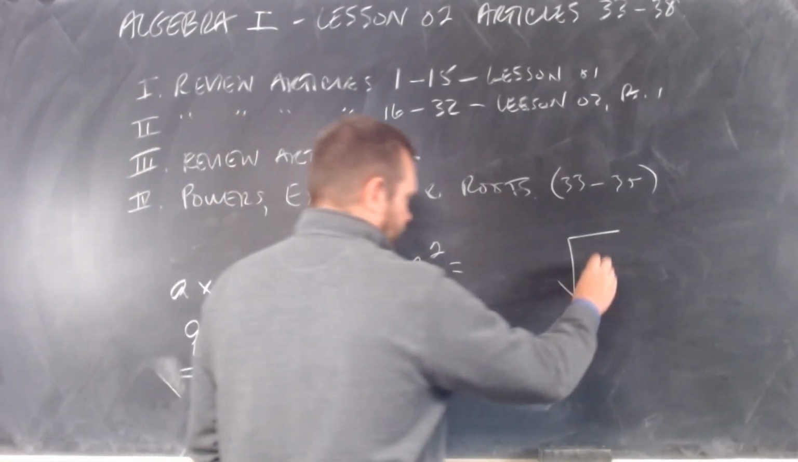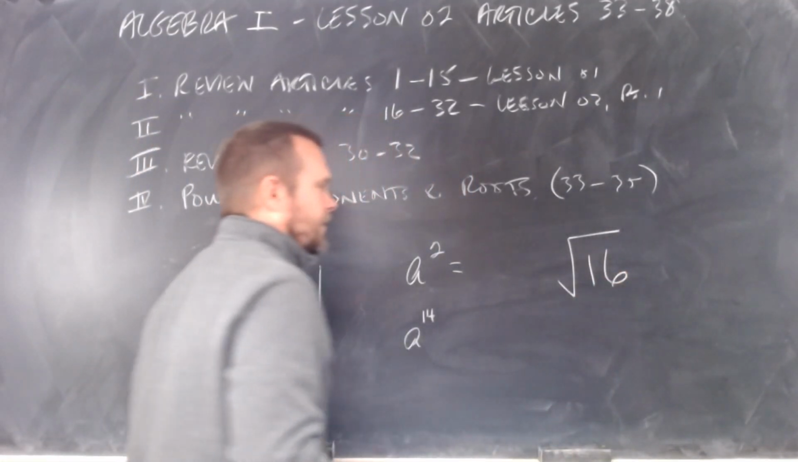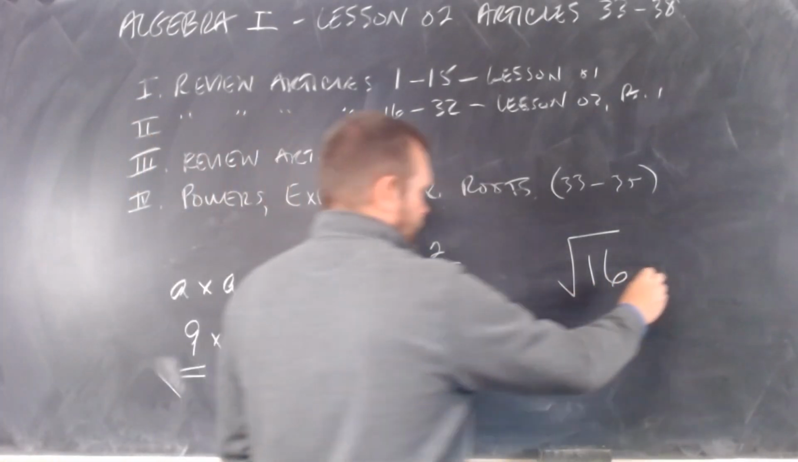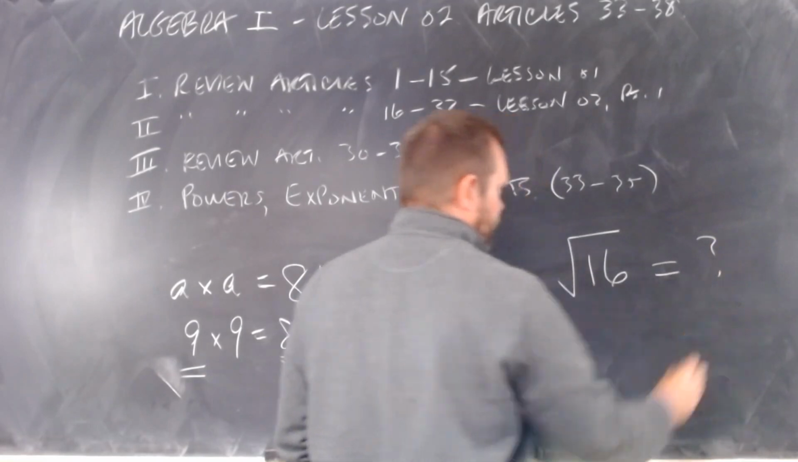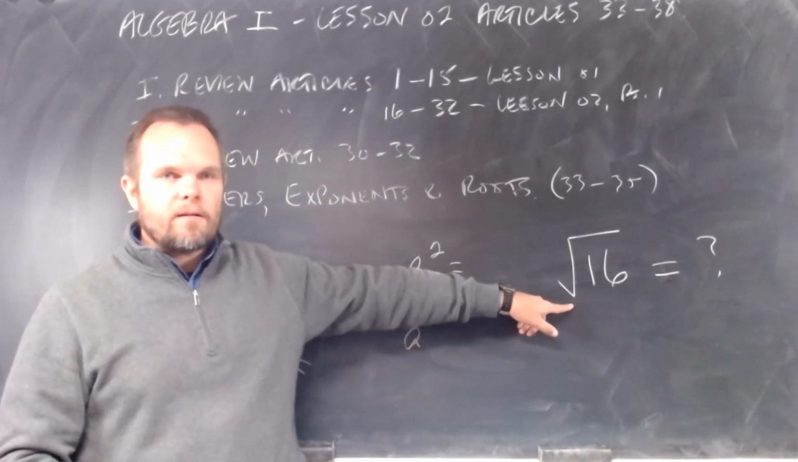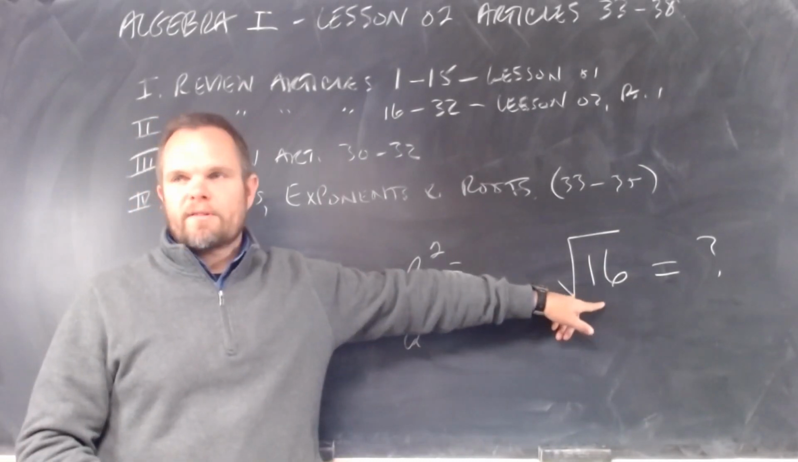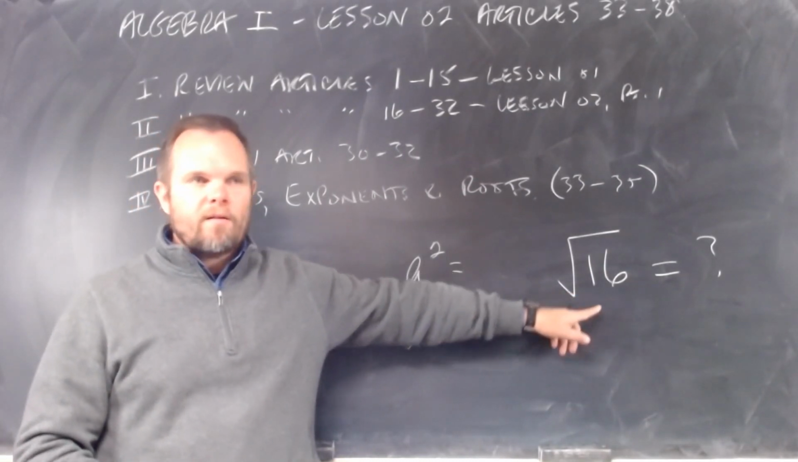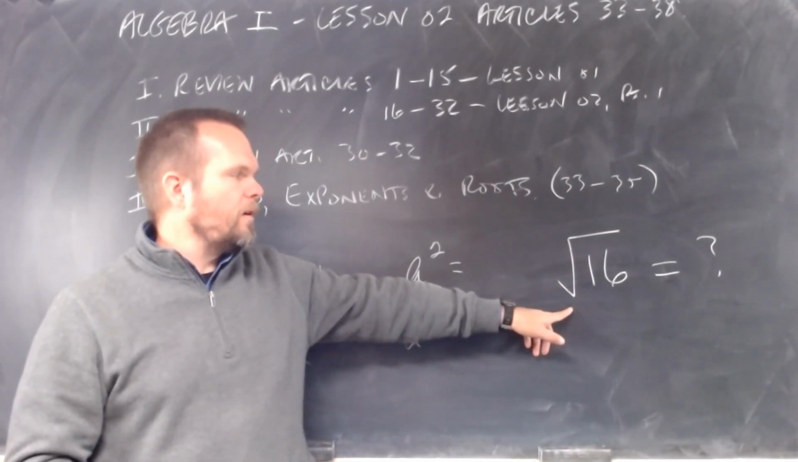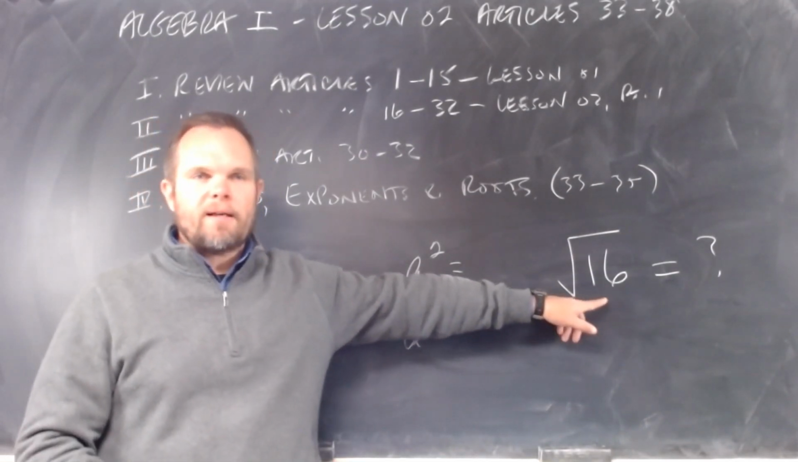So if I put the radical sign with the quantity 16, what I'm asking is, find the square root of 16. What number multiplied by itself makes 16?